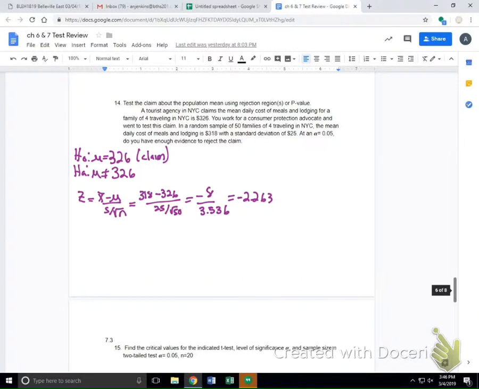So that's the value I got when I put it in my calculator. Hopefully you were able to get something like that as well. So I looked in the back to see the area associated with the 0.05. Remember, this is two-tail.